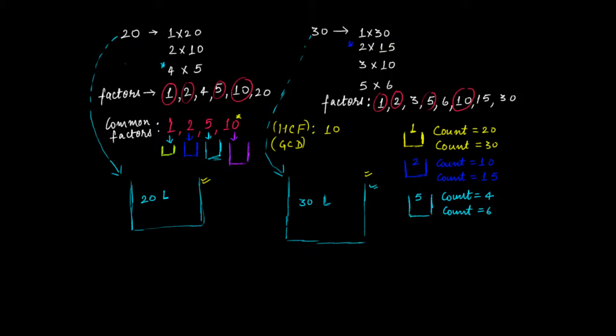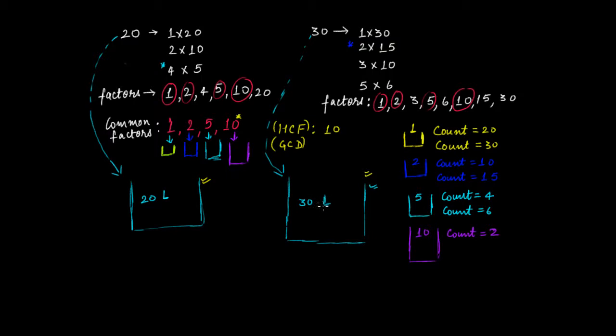Now take this 10 liter beaker. How many turns will it take for this beaker to fill this 20 liter beaker completely? You'll say that this is 10 liter, this is 20 liter. If I divide 20 by 10, I'll get 2. That means I'll have to take 2 turns. That is 10 plus 10, that is 20 liter. So the count will be 2 times.